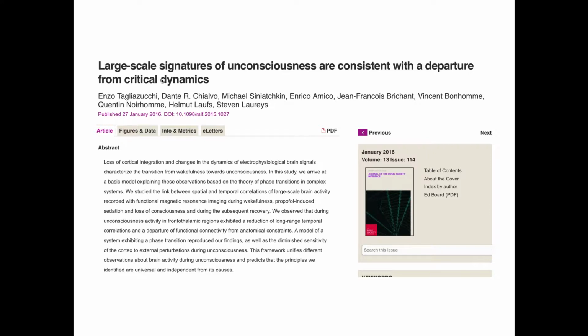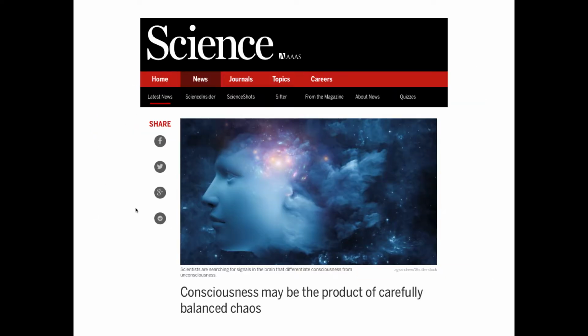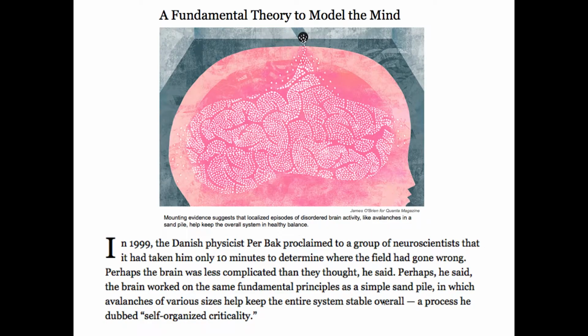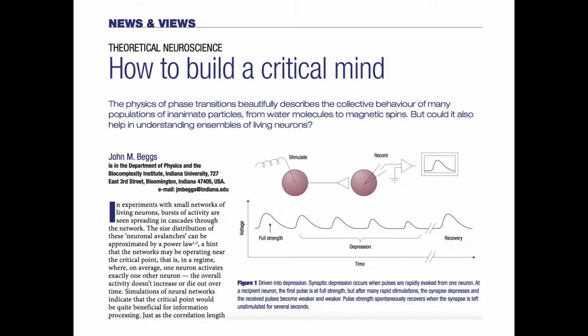Okay, actually criticality is the place where you maximize information processing and information integration. You can see these things in so many different publications. Like, consciousness may be the product of carefully balanced chaos, a fundamental theory to model the mind, etc. You can see that they even made the joke of sands. Do you see? Yes.